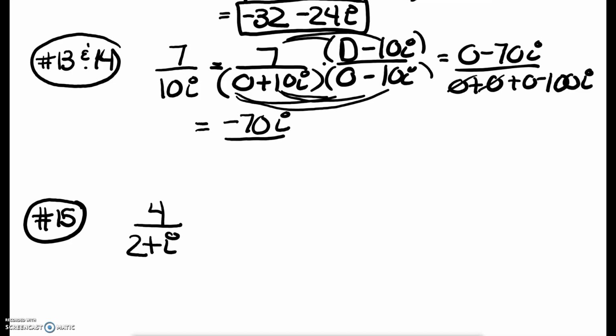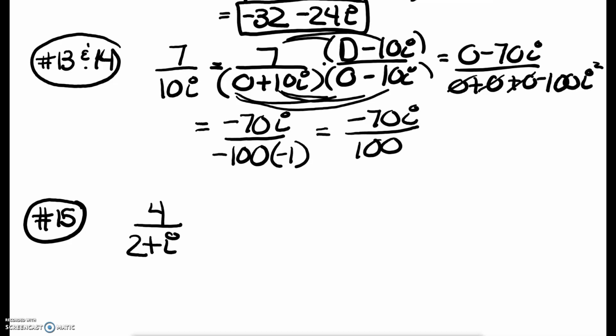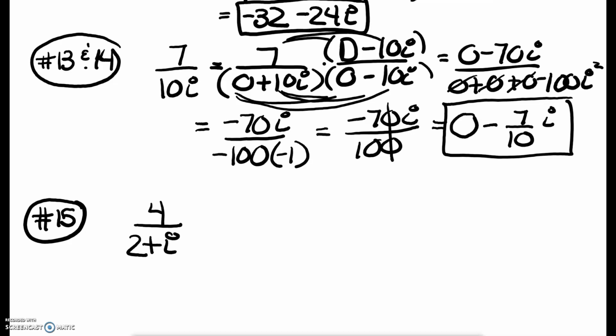So now when I combine like terms, all my zeros reduce out, and I get negative 100 times, oops, I forgot to write the squared, and I know I squared is negative 1, so I get negative 70i over positive 100, and I know that reduces to negative 7/10i. I don't have a real part, so when I write this, I'm going to write the real part in as 0 minus 7/10i. Make sure you reduce your fractions.